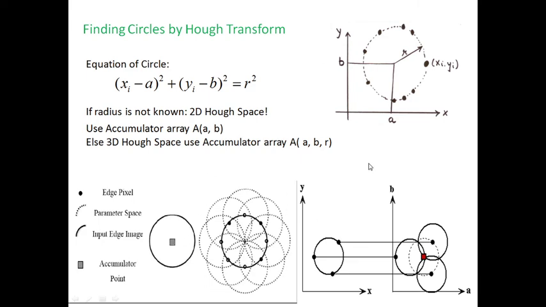In this manner, one can find a line, circle, or any kind of object which has some shape. By using Hough transformation, one can find it easily.